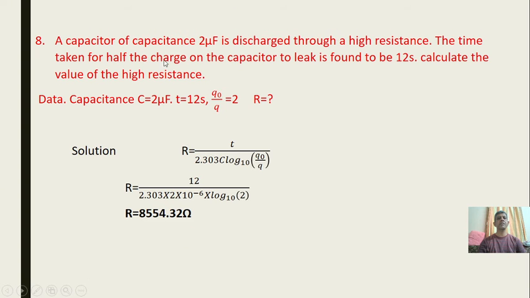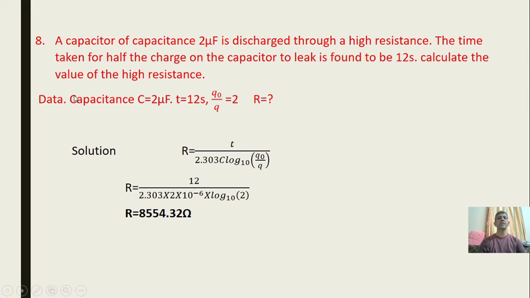Next, a capacitor of capacitance 2 microfarad is discharged through a high resistance. The time taken for half of the charge on the capacitor to leak is found to be 12 seconds. Calculate the value of the high resistance. Here, the capacitance of the capacitor C is 2 microfarad. It discharges through a high resistance. That means it takes 12 seconds, Q0 by Q is equal to 2.